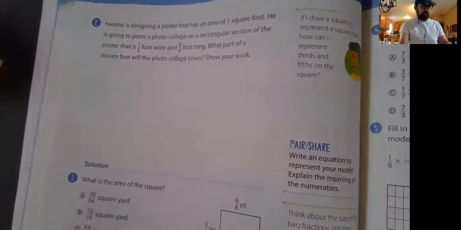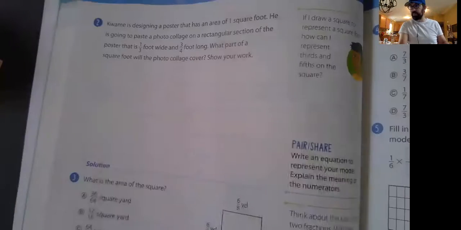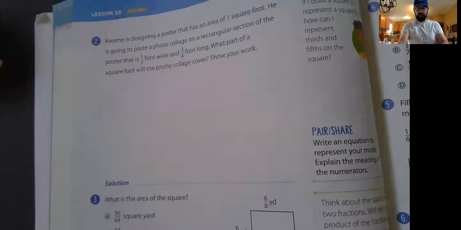Let's go ahead and do one more. We'll do number 2 together. Then you on your own, you'll have 3, 4, 5, 6, 7, and 8. All right. So let's go ahead and do number 2 together here.